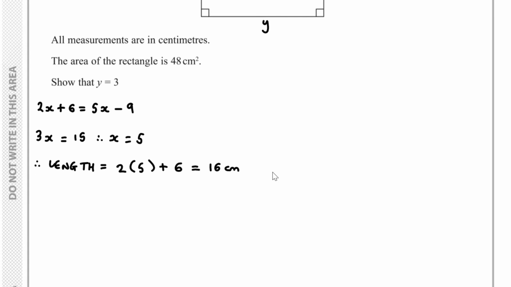The width is y. So we've got 16y equals 48, and therefore y is equal to 48 over 16, which is equal to 3. So therefore, the width of the rectangle is 3 centimeters.